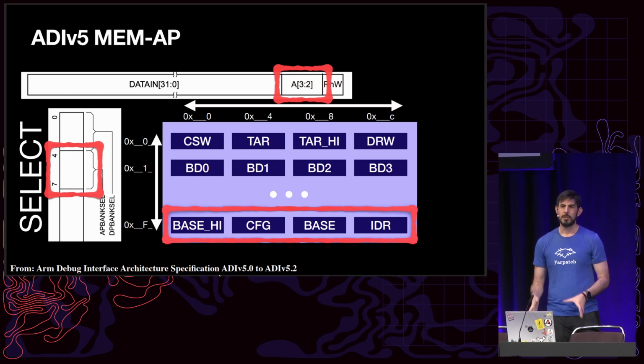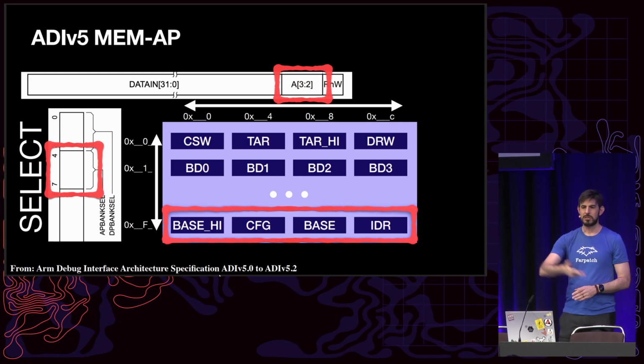Now again, most of these don't really matter. This bottom row that I have highlighted right now, that is things like the IDR, and that will tell you which device you're connected to. That'll tell you you're connected to a Kinetis or an STM32. Sometimes it'll even tell you which one of those you're connected to. But for the most part, you're going to read that once when you connect, and then never again.